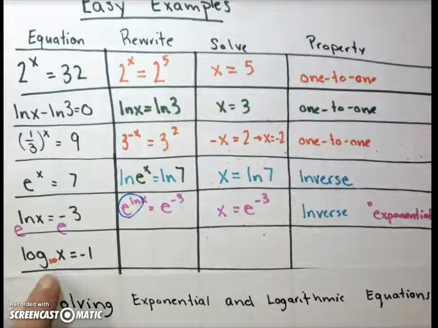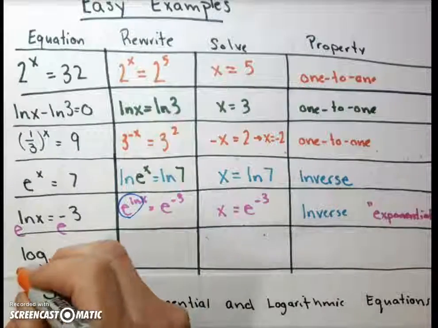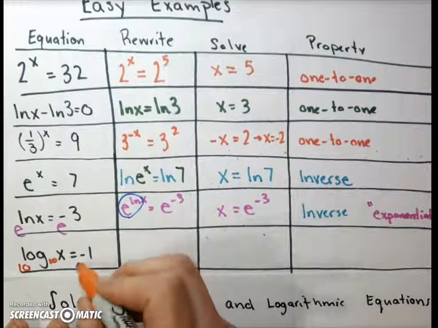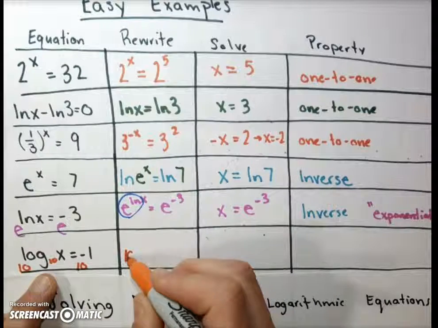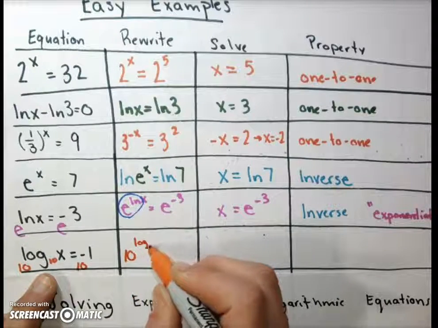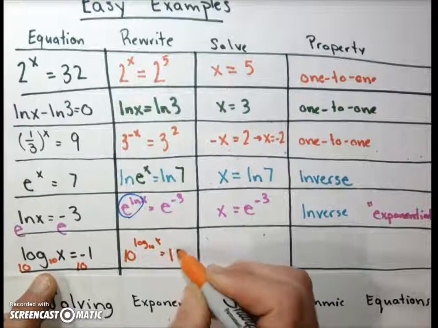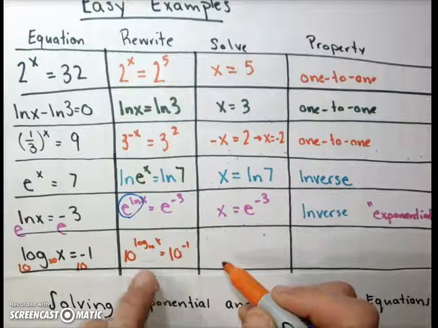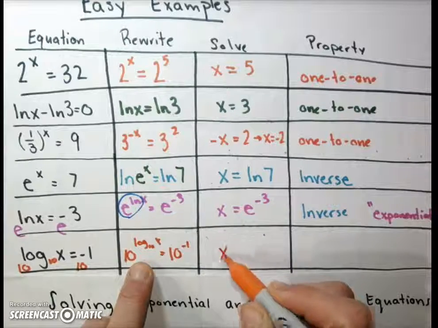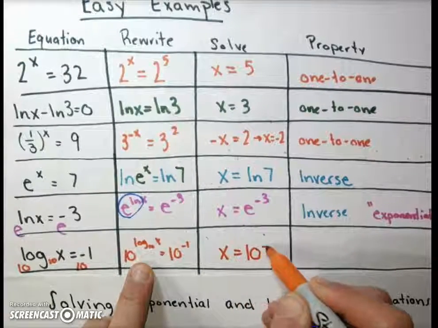Since this is log base 10, I exponentiate by putting a base of 10 on each of these and making that the exponent. So I have 10 to the log base 10 of x equals 10 to the minus 1. Now the inverse property applies on the left-hand side, so x equals 10 to the minus 1.